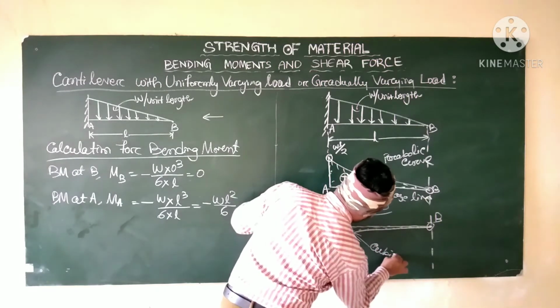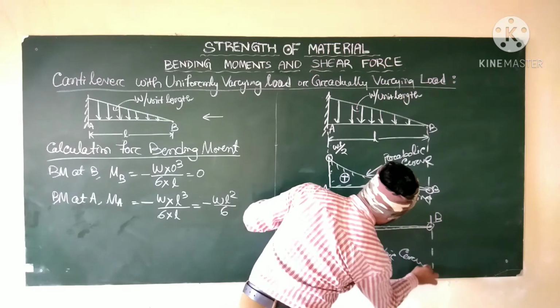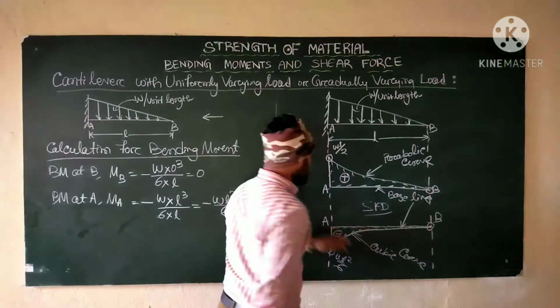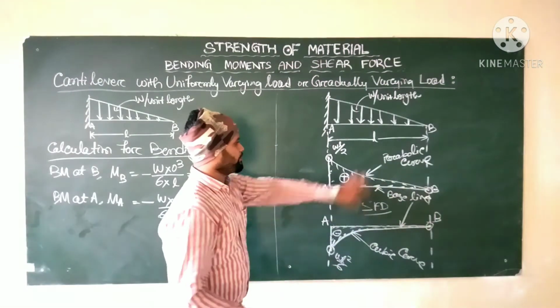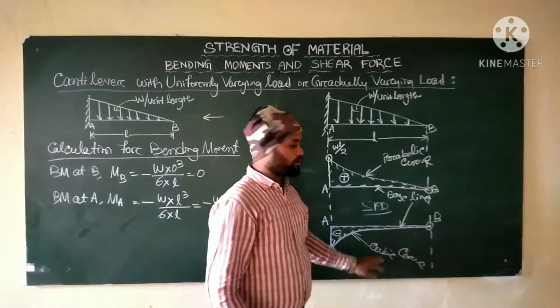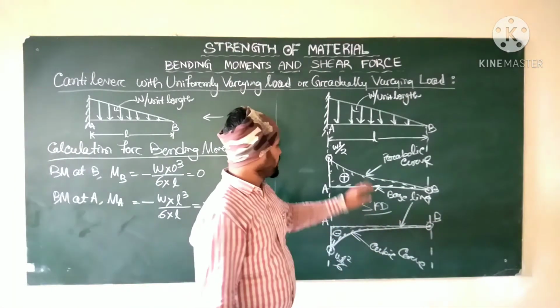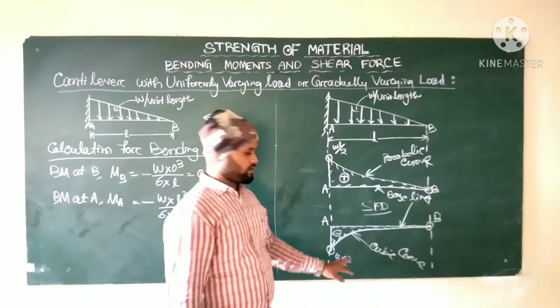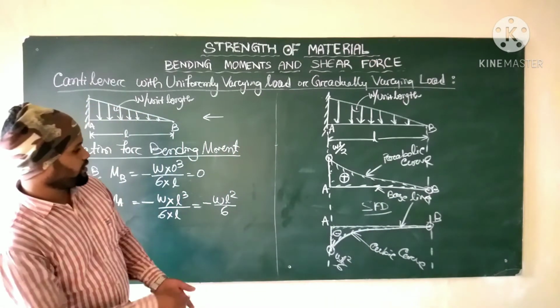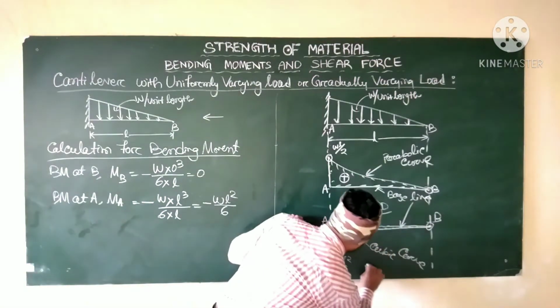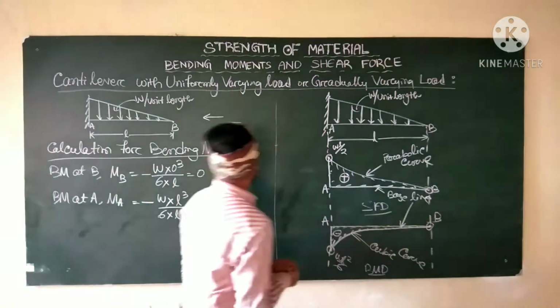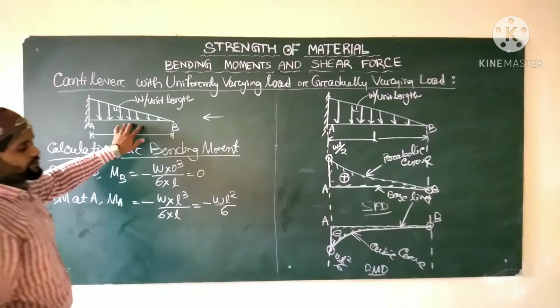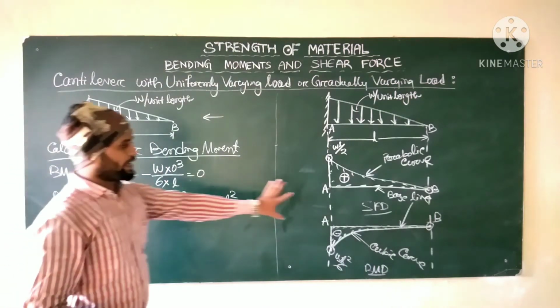Cubic curve. Here is the baseline, and this is the cubic curve. Here is the parabolic curve, this is the cubic curve. Difference between parabolic and cubic: parabolic is slightly bent, while cubic is more bent. So this is the formula and diagram for this problem, shear force and bending moment calculation and diagram.